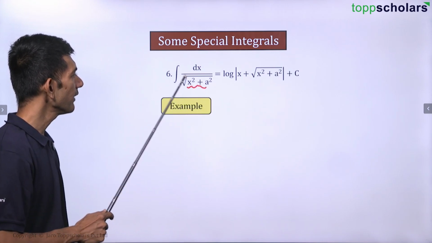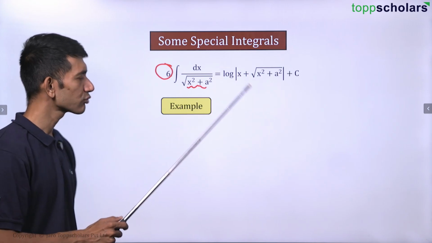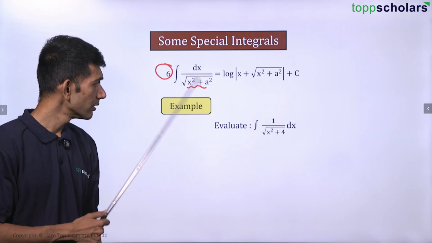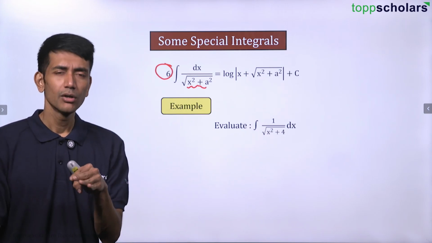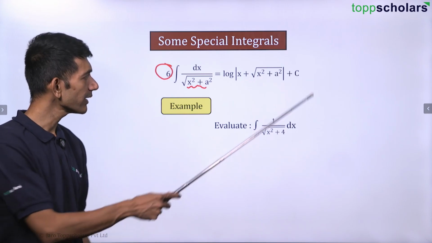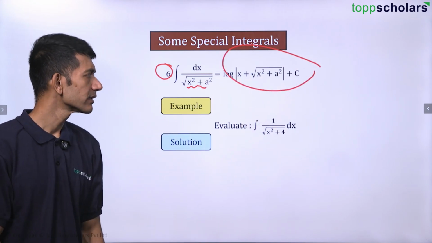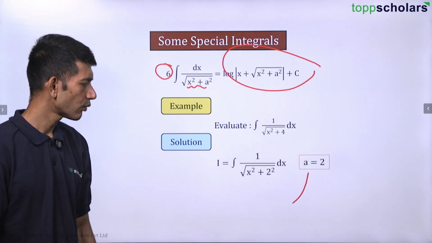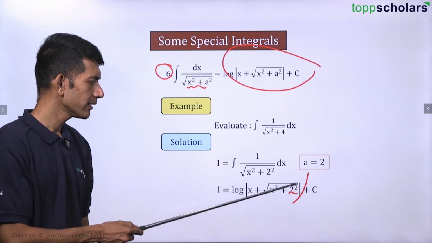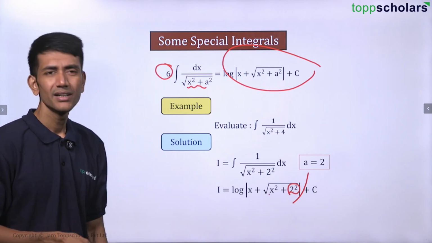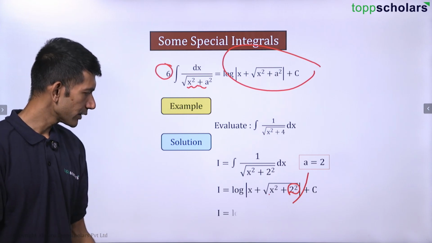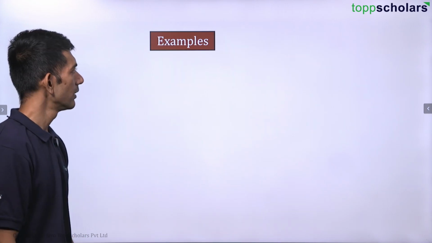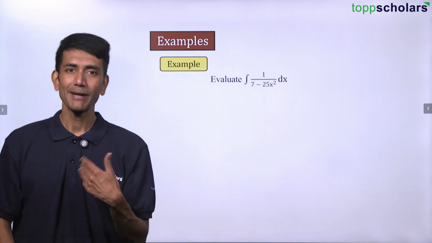Now for plus, if you have a square plus x square or x square plus a square, doesn't matter, both of them are the same. If you have 4 plus x square or x square plus 4, same thing. Put it in this. A is 2, right? Since a is 2, what are you going to get? 2 square here, rest remains the same according to the formula. That becomes 4. Nothing new. Clear? So this is the final answer. Okay. Now let us see some actual examples.